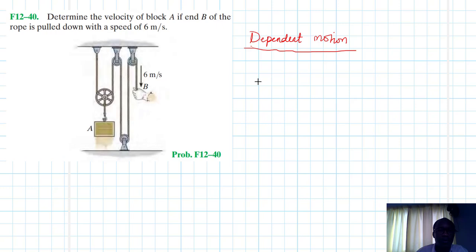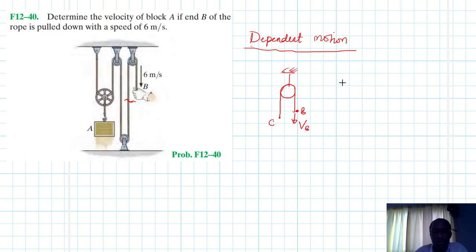Okay, so let's look at just this part alone so that we can explain the concept. I do the section here. So we have a pulley like so, and then we have one rope on one end and the other rope on the other end like so. Let's call this point B, let's call this one C, and then let's apply here a velocity, let's call this VB.